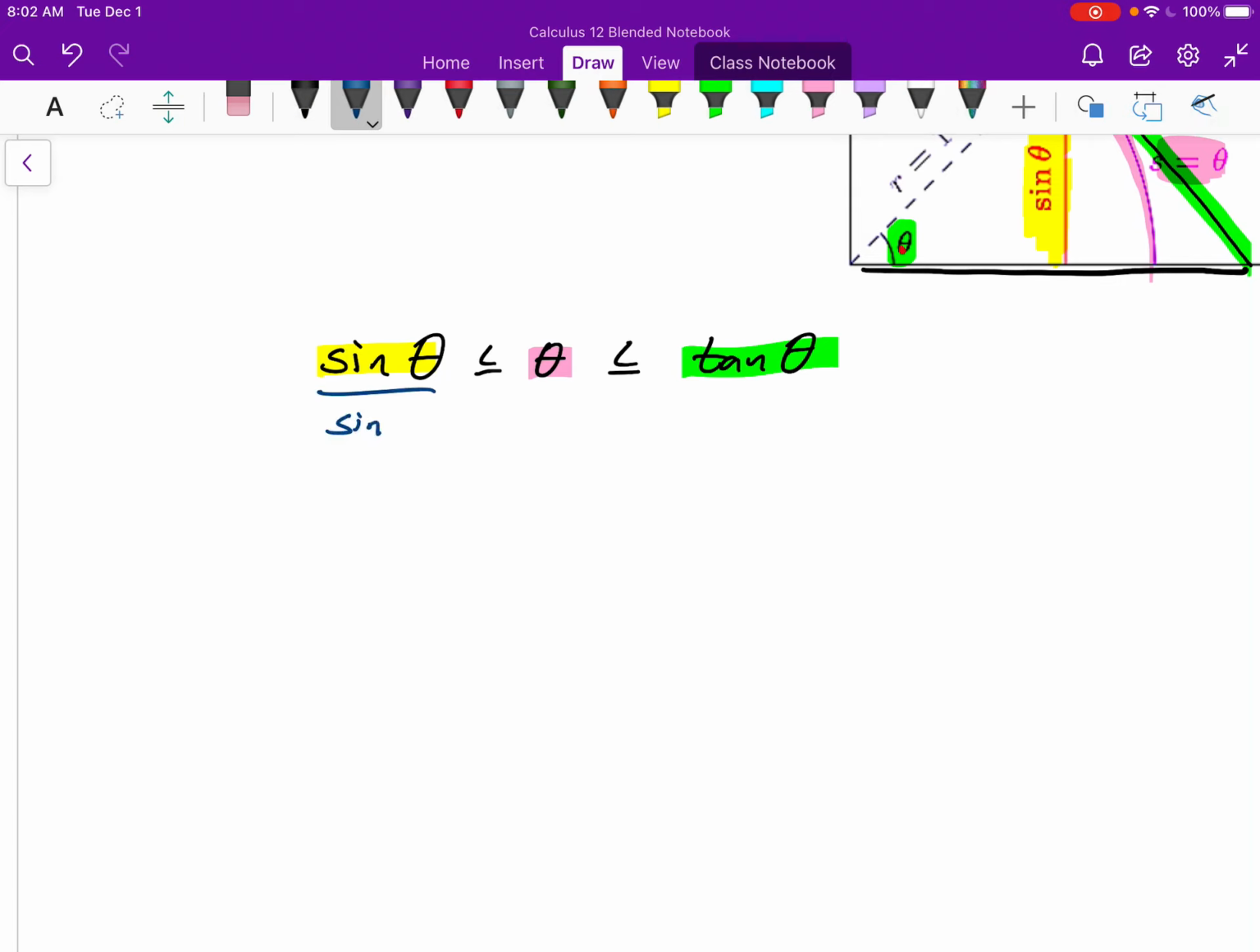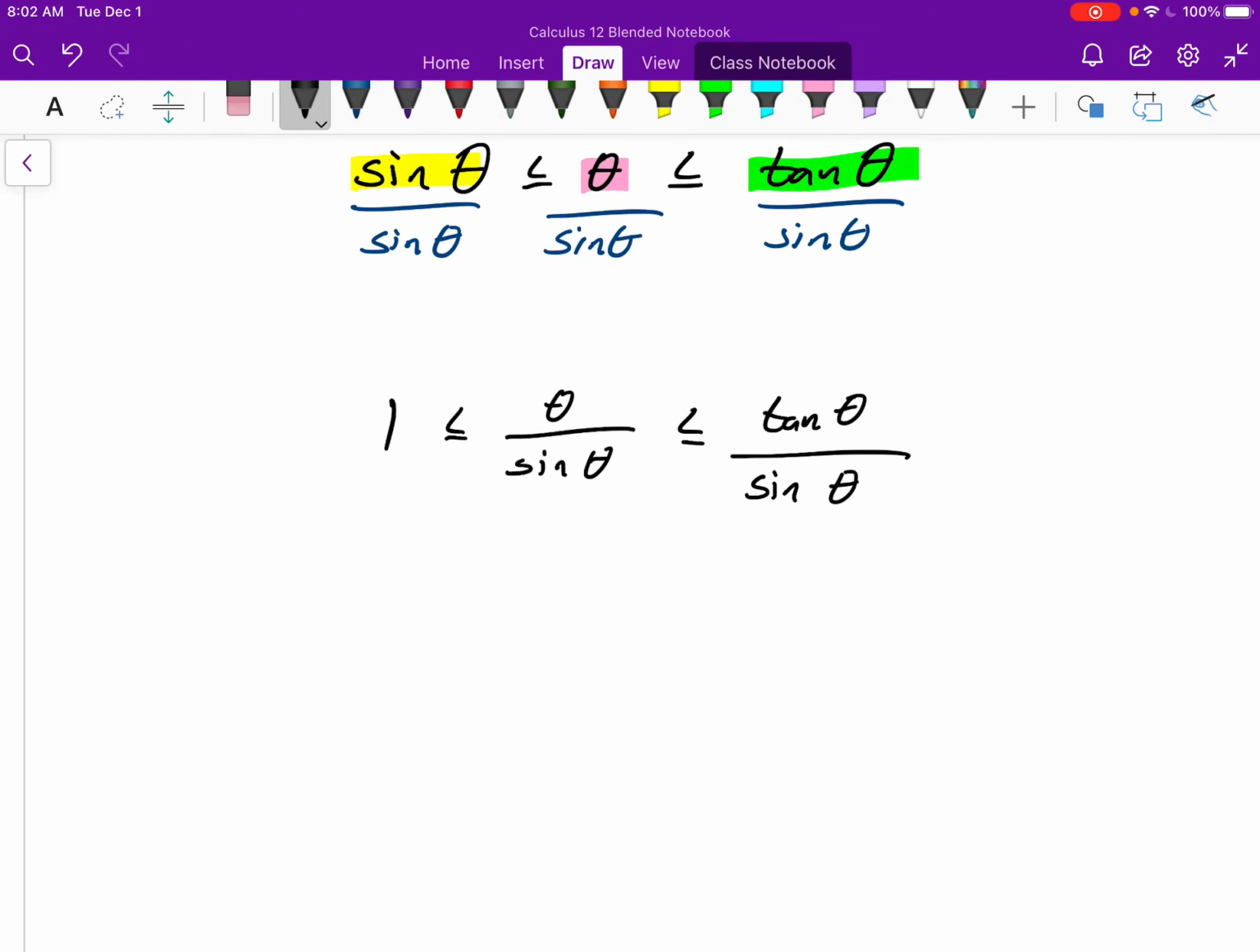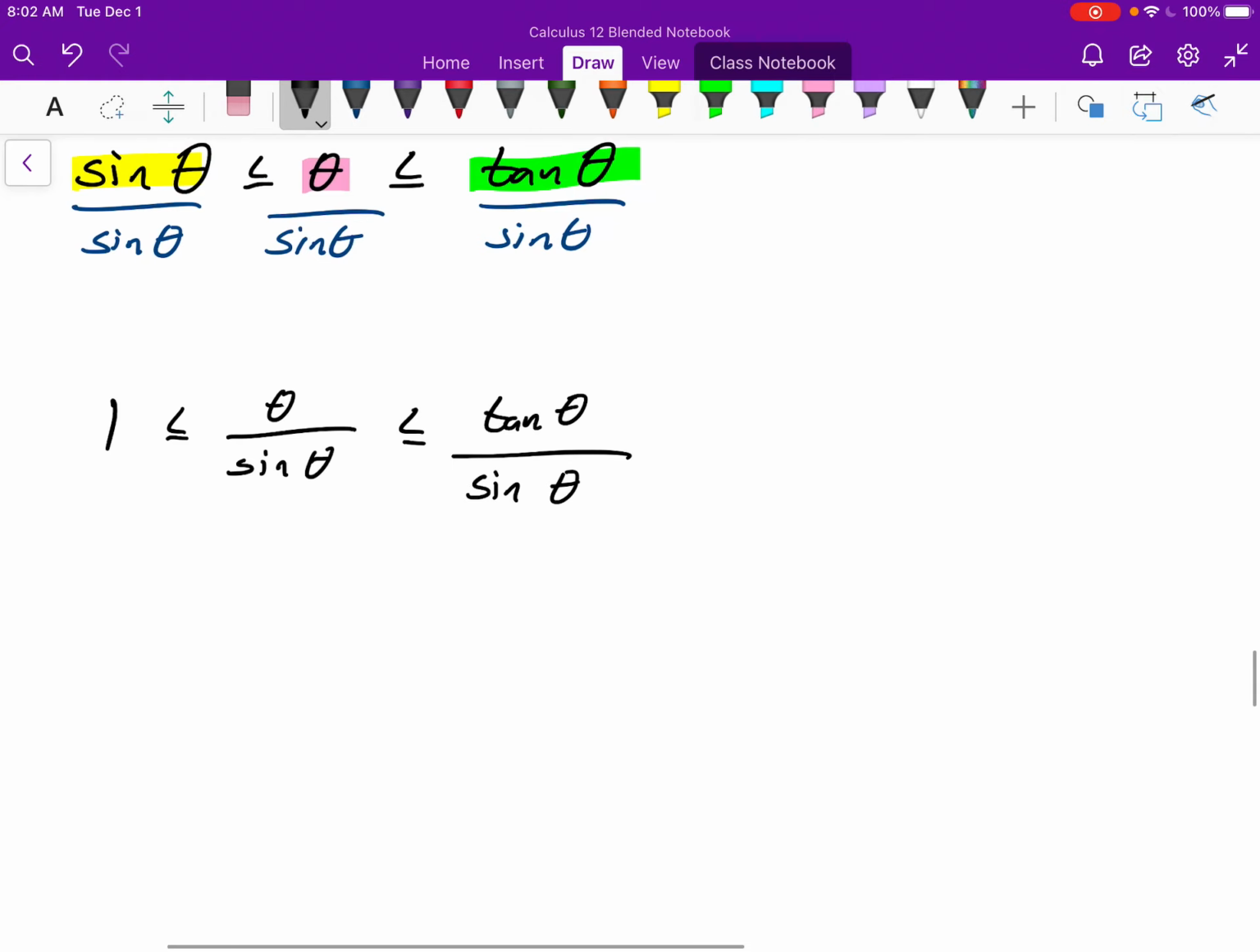There's always more than one way of approaching this, but if I divide everything by the sine of theta, then I get 1, which is less than or equal to theta over the sine of theta, which is less than or equal to tan theta over sine theta. My writing is extra messy this morning. All right, let me clean up tan theta over sine theta.